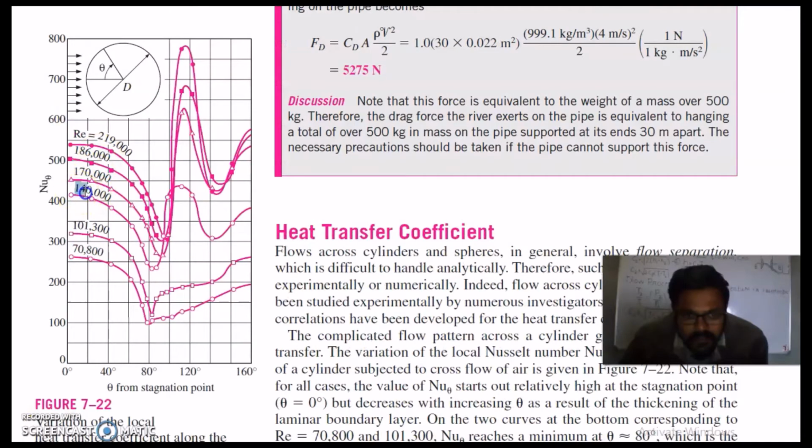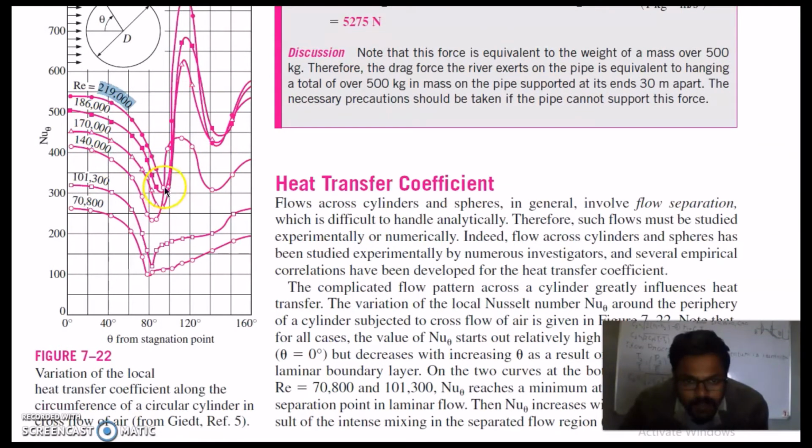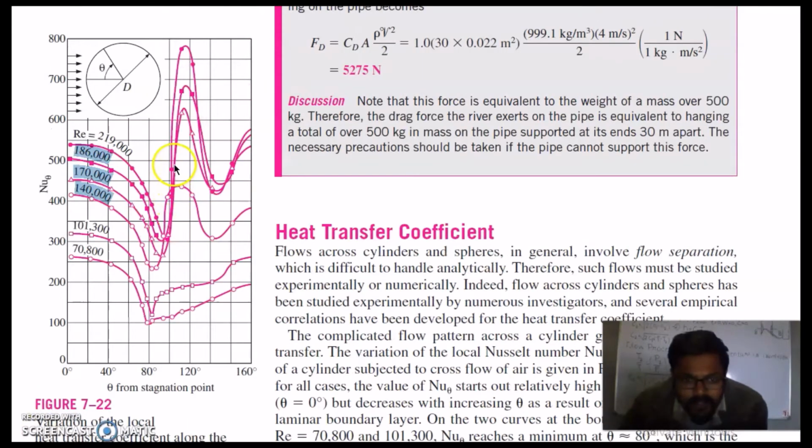You can also see that the curves corresponding to this and this Reynolds number are different from the other curves, in that they have two minima. One is here, the second minimum is here. At this point you can see there is a sharp increase for these four curves. This is due to the transition of laminar flow into turbulent flow, due to which your overall heat transfer coefficient, or this value, will increase due to turbulence, and it reaches a maximum, and then decreases again.